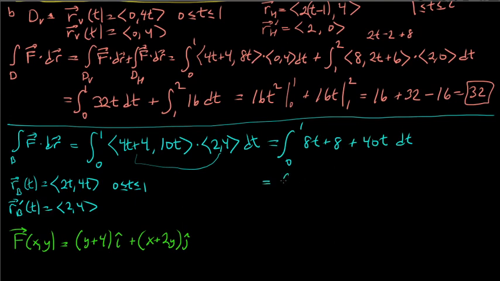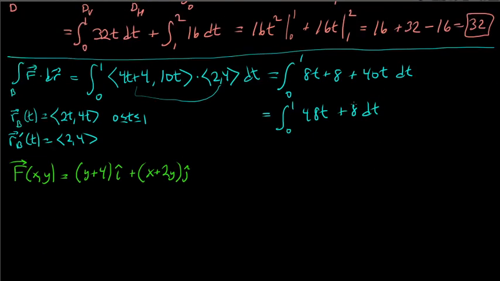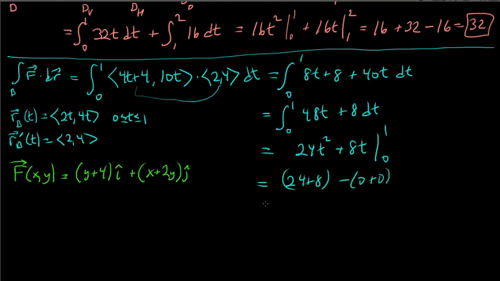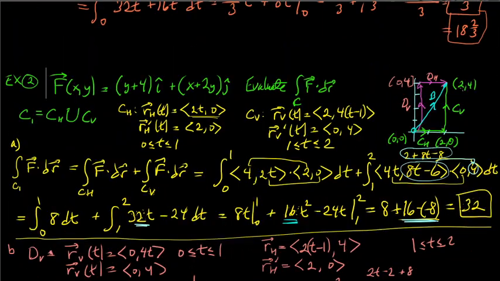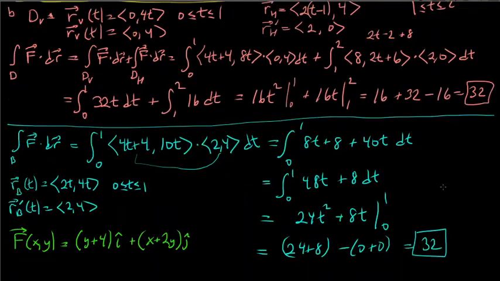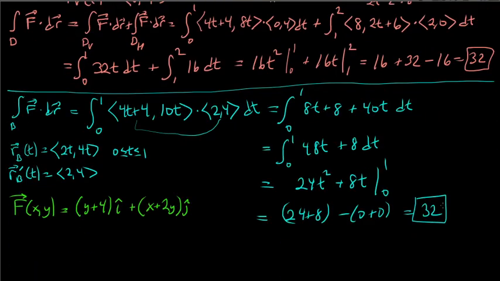So we're going to get the integral from 0 to 1 of 48t plus 8 with respect to t. And when you integrate 48t, you get 24t squared plus 8t, evaluated between 0 and 1. When you plug in 1, you get 24 plus 8. When you plug in 0, you get 0 plus 0. So 24 plus 8 is 32. 32 minus 0 is 32. So look at that, right? It doesn't seem to matter which path we go along. We're getting the same answer every single time here. We're getting 32.